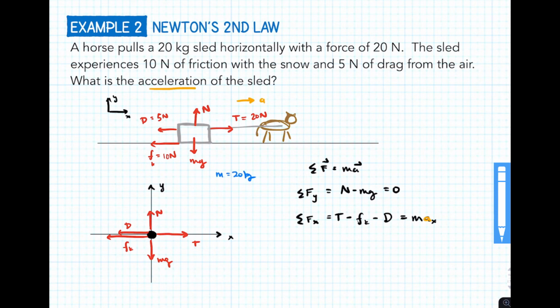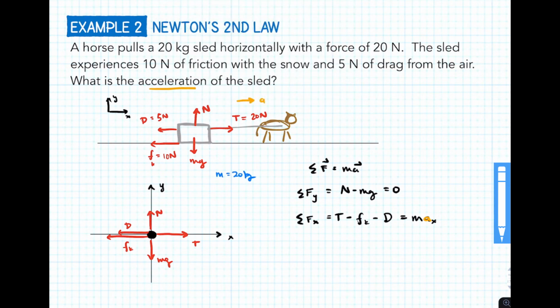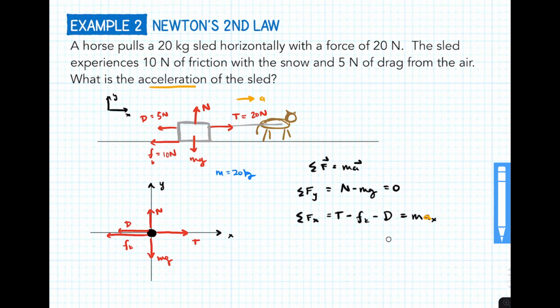So we probably don't need to worry too much about the y direction. In the future, when we're not given friction, the y direction ends up being important for solving for friction because friction is related to normal force. In this case, we're going to ignore it because they gave us all the numbers, okay? So what we want to do is solve for acceleration.